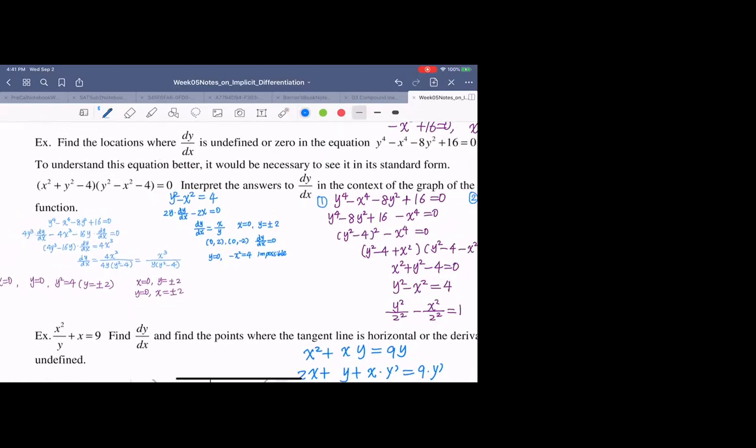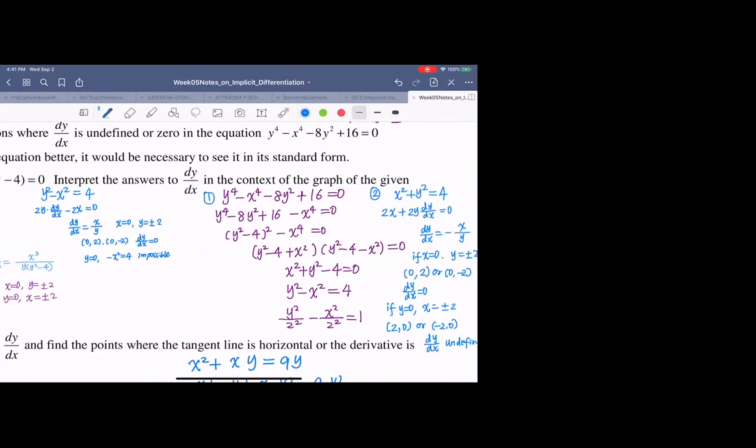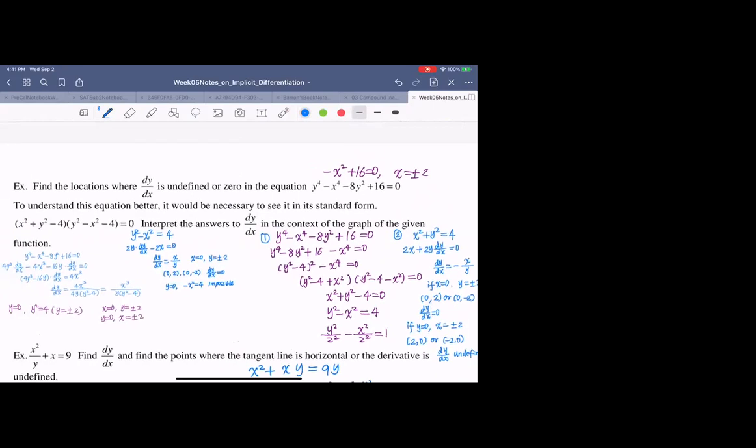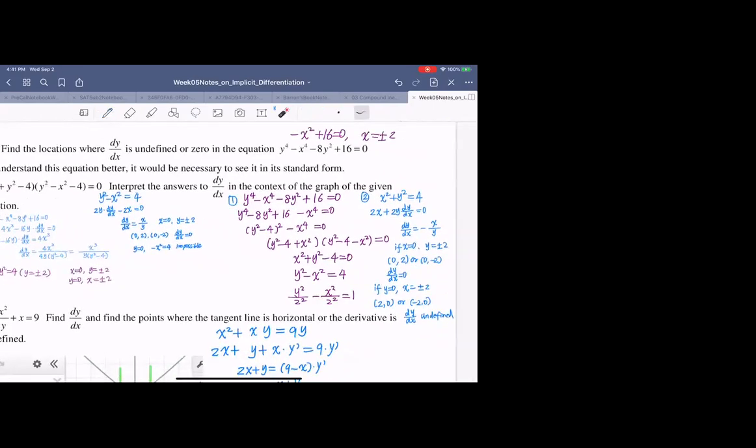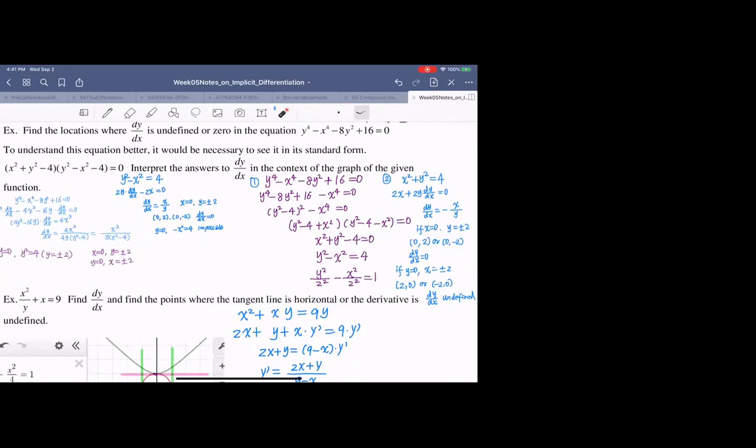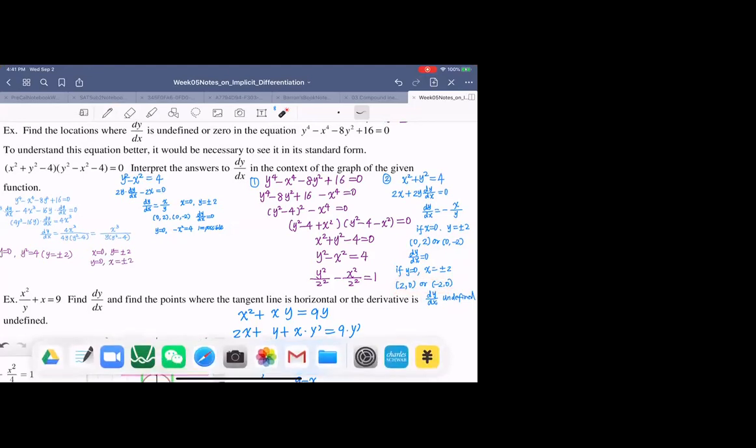So this gives us the location. Location on 0, 2, or 0, negative 2, we have 0 derivative. At 2, 0, or negative 2, 0, we have undefined derivative. Does that make sense? Yeah.